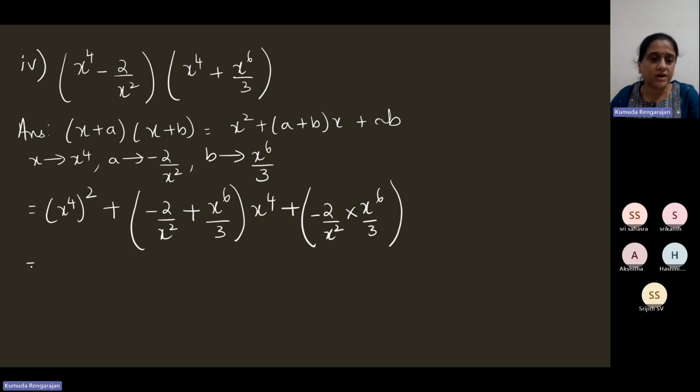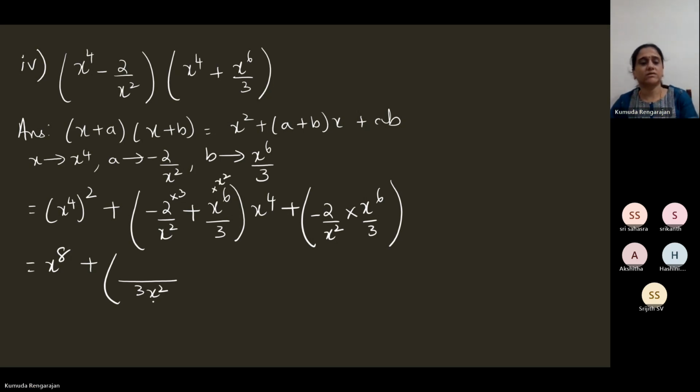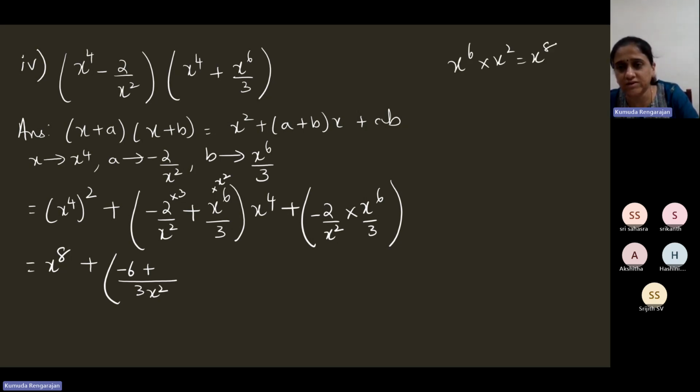Now, x to the power 8. Here we have to take the common denominator. 3x squared is the common denominator. There is x squared, so we should multiply the numerator by 3. Here there is 3, so we should multiply the numerator by x squared. So minus 2 into 3, minus 6. Plus x to the power 6 into x squared is x to the power 8. 6 plus 2, 8.